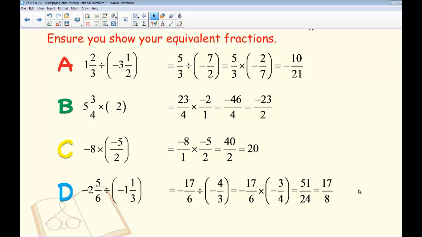So hopefully this video has helped you to understand how to multiply and divide rational numbers. Much of the rules are very much the same as when we worked with multiplying and dividing regular fractions. However, you're also throwing in the idea of being able to multiply and divide positive and negative numbers as well.